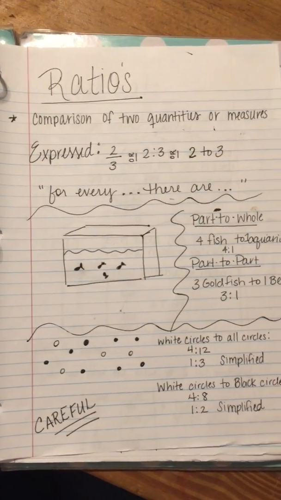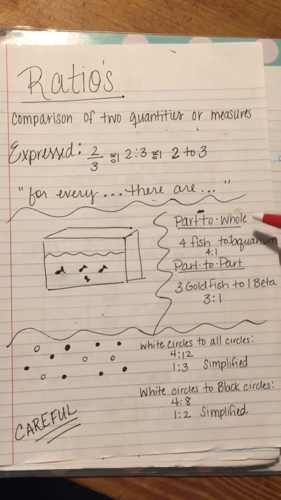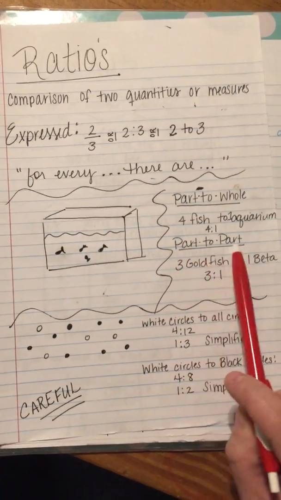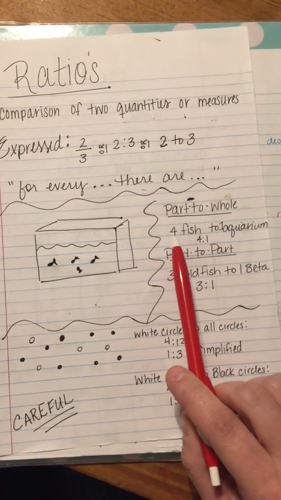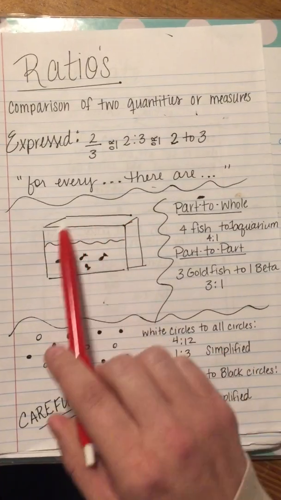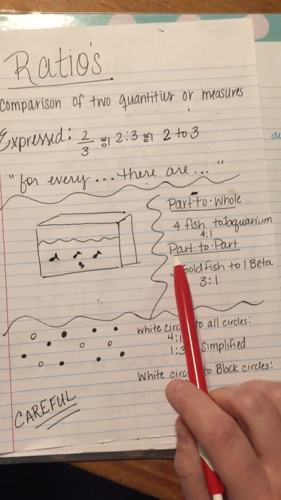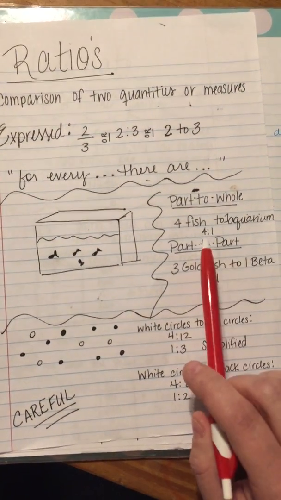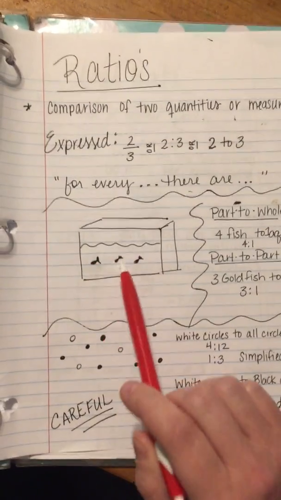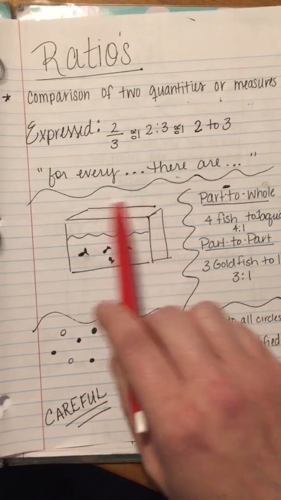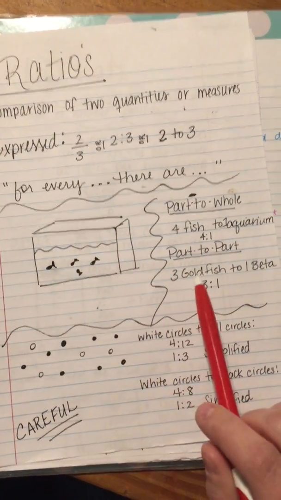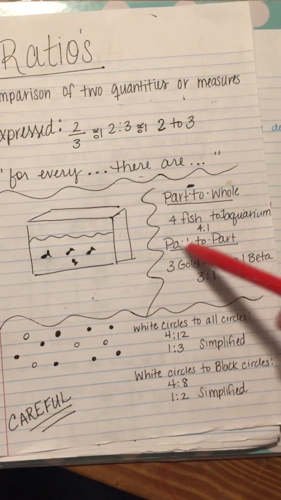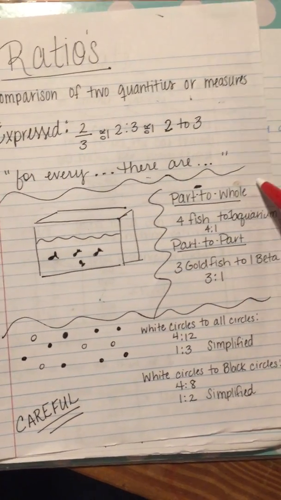One thing about ratios that you want to make sure that you understand is that there are two ways you can express it. It can either be part to whole or part to part. Part to whole would be 4 fish to 1 aquarium. Or part to part would be 3 goldfish to 1 betta fish. So that'll be 3 to 1 or 4 to 1. You can see it's 4 fish for the whole aquarium, but the whole aquarium has 3 goldfish or 1 betta. So that's going to be part to part, because part to part together, they equal the whole.